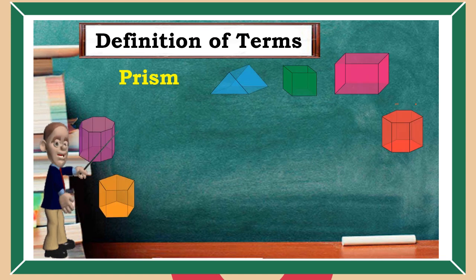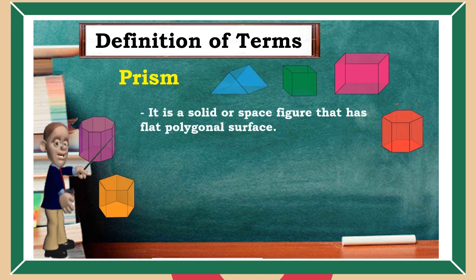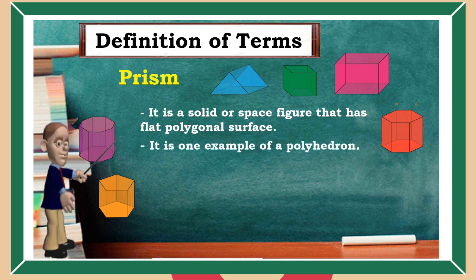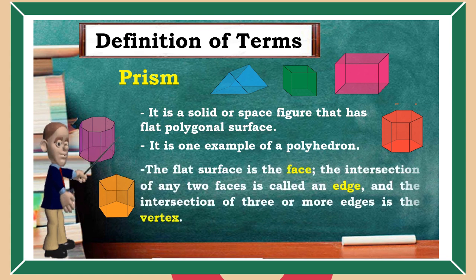Prism. It is a solid or space figure that has flat, polygonal surface. It is one example of a polyhedron. The flat surface is the face. The intersection of any two faces is called an edge. And the intersection of 3 or more edges is the vertex.